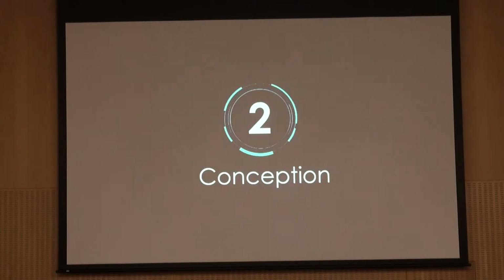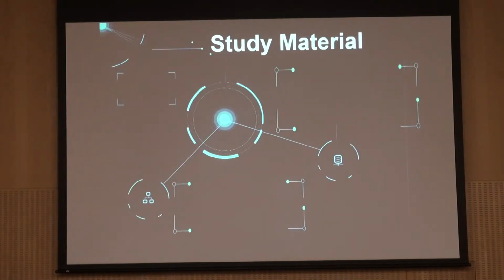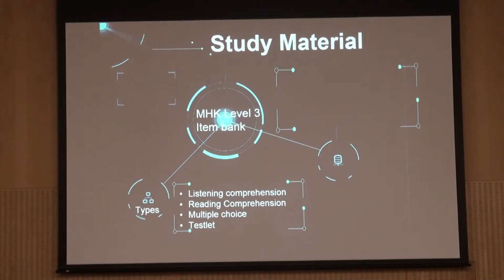Now let's move to the second part of my speech, conception. It is the outline of our study. First, the study material. The study material is MHK level 3's listening comprehension and reading comprehension item bank. All of the items have been used in past MHK level 3 tests.